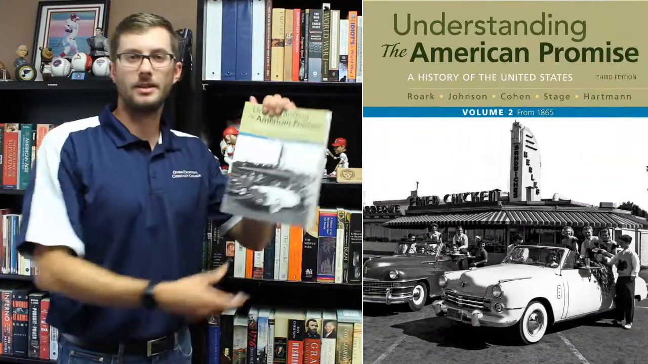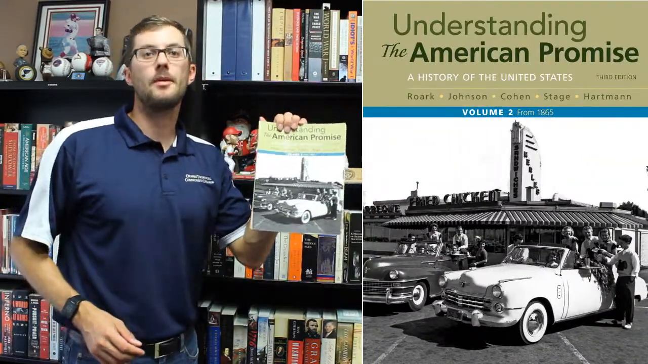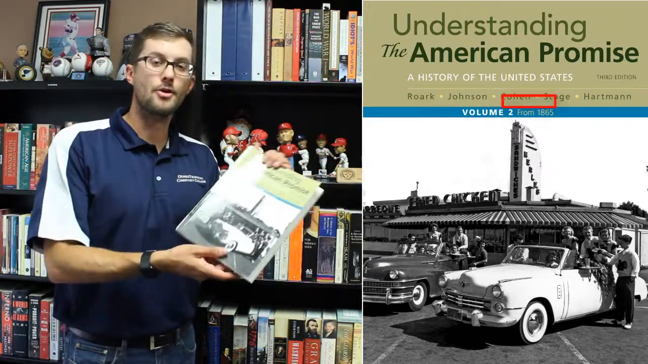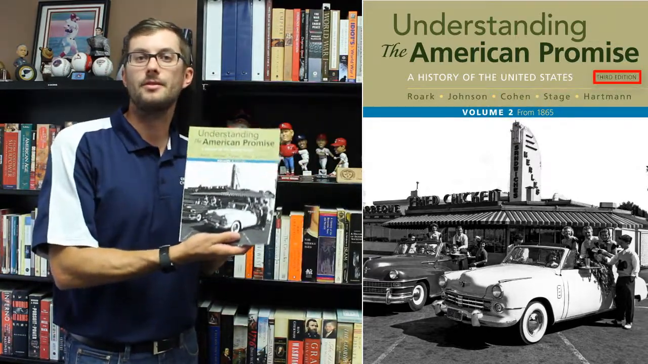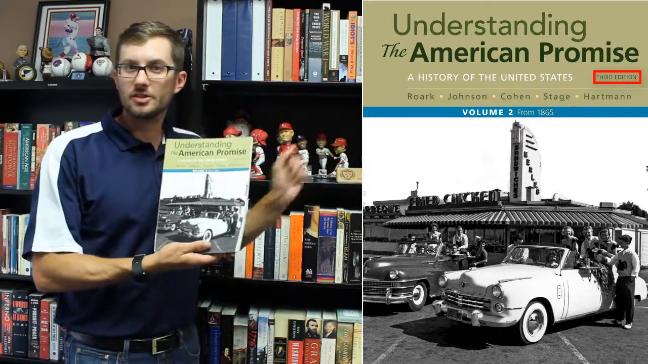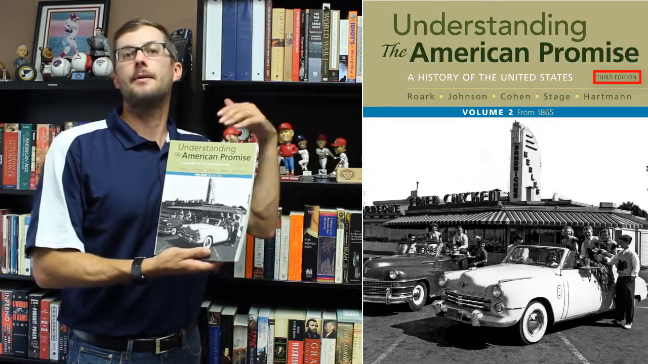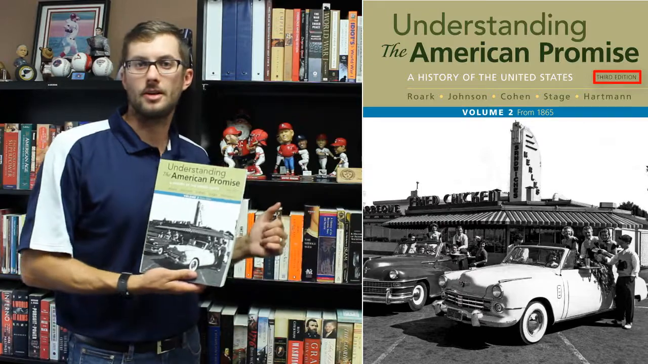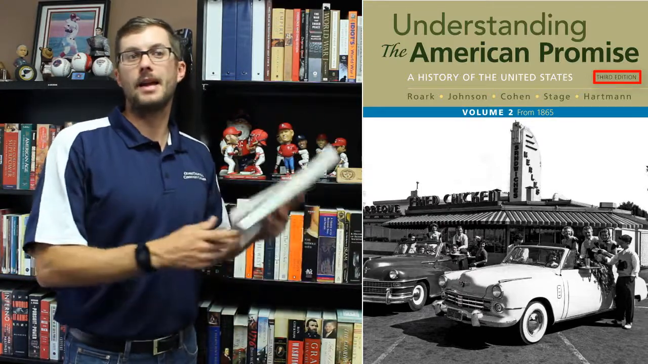The only other thing to discuss before I let you guys get started on the course is the textbook. Your textbook looks like this. Understanding the American Promise, Volume 2. It is the 3rd edition, so make sure you have this current edition. There's old editions floating out there. They're not up to date. I use this one. Be sure to get the correct edition. And we will use this.